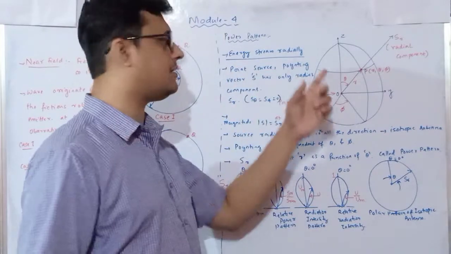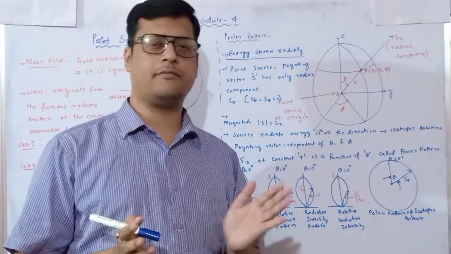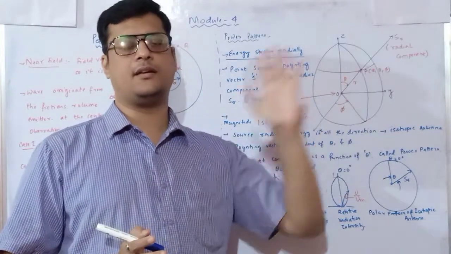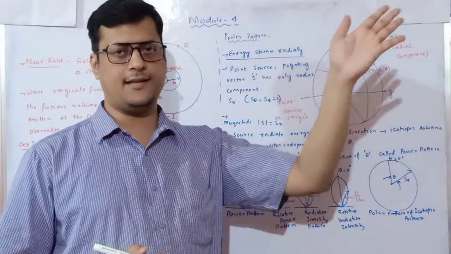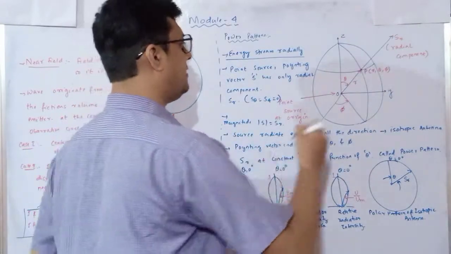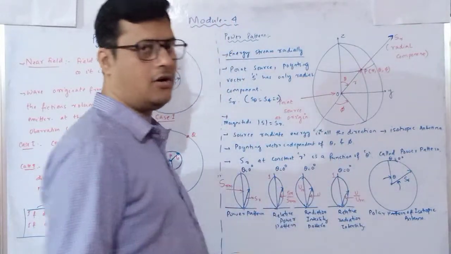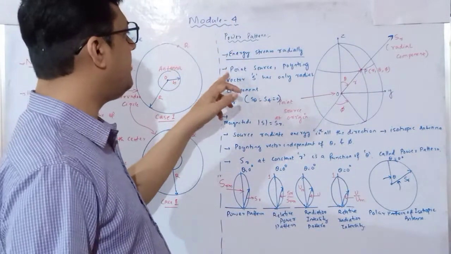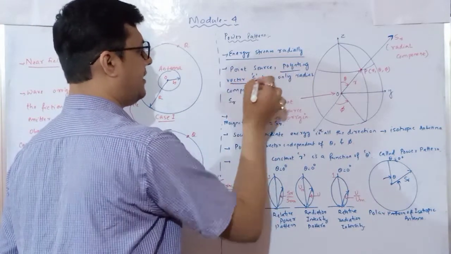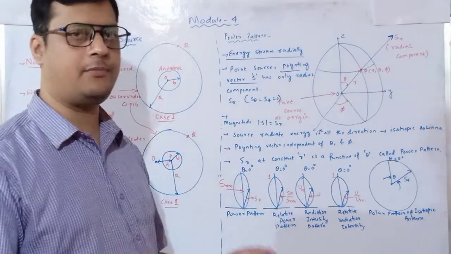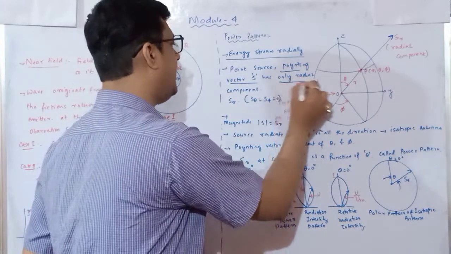So the first consideration, whenever we are measuring the intensity, is that at the observation point at which intensity is measured, it is radially outward. So you can see it is radially outward. Next, the point source and the Poynting vector. Let the Poynting vector be S. You can write capital P also, but here I have written S. It has only the radial component.